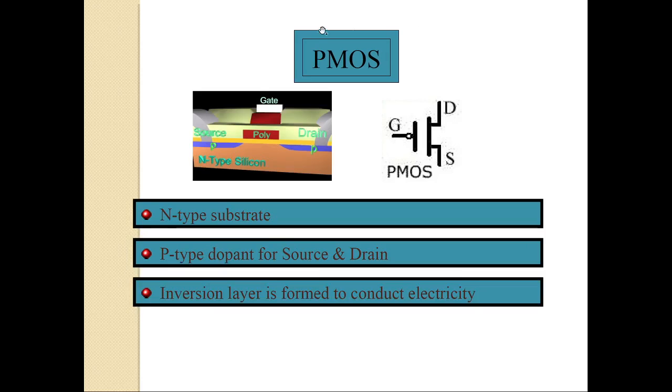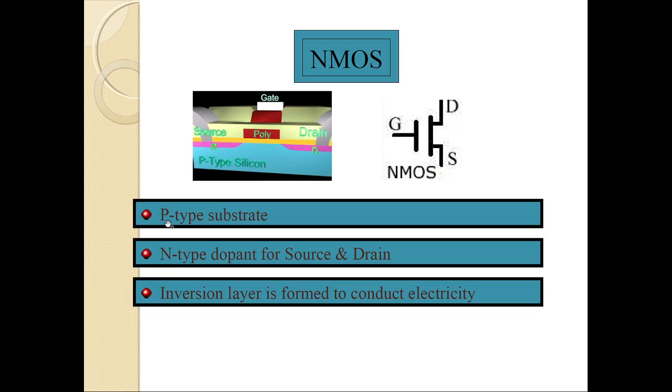The next MOS is my PMOS. In PMOS, the substrate is N type, and the dopant for source and drain is P type. So the structure is reversed. What is in the N channel, I'm sorry, NMOS itself? The substrate is of P type, and the channel is of N type material, as well as the source and drain.